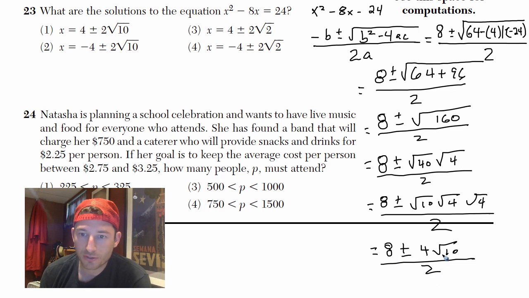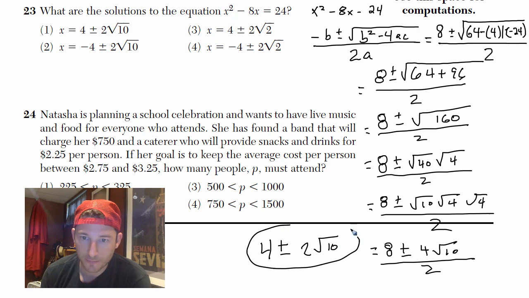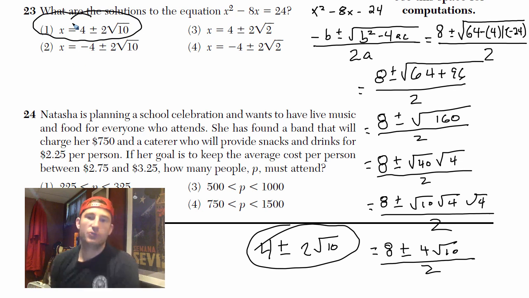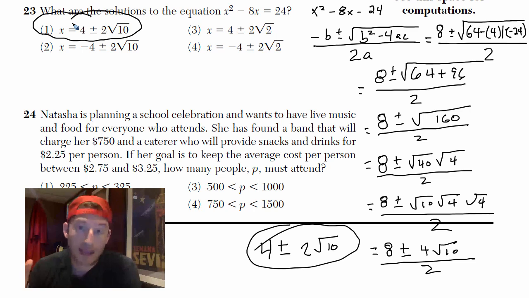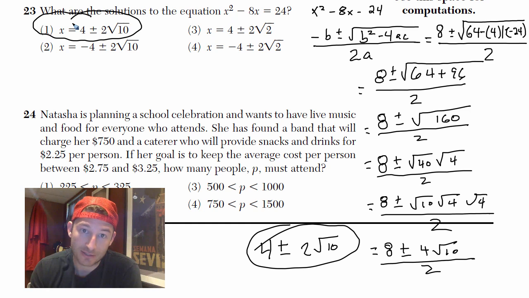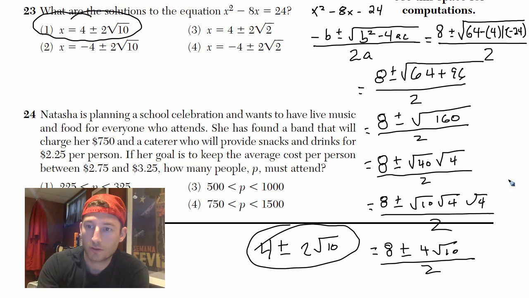And if we put the 2 into both of these, that's going to be 4. I'll just write the answer over here. 4 plus or minus 2 radical 10. Hopefully that's an answer. 4 plus or minus 2 radical 10. Whew. Answer choice 1. I guess if you have a graphing calculator, it's a lot easier. Here's the way you would do it with the quadratic formula. All right.